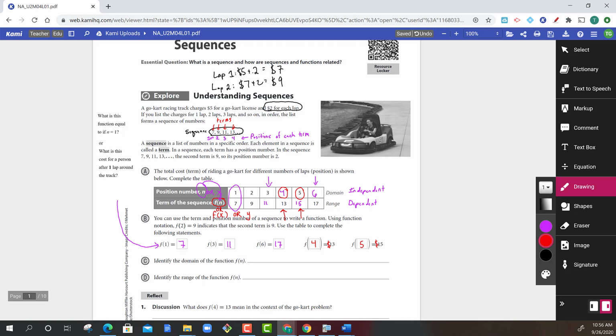The domain and range should be pretty obvious, because they literally tell us this first row is the domain and the second row is the range. Just make sure you put your answer in curly braces there.